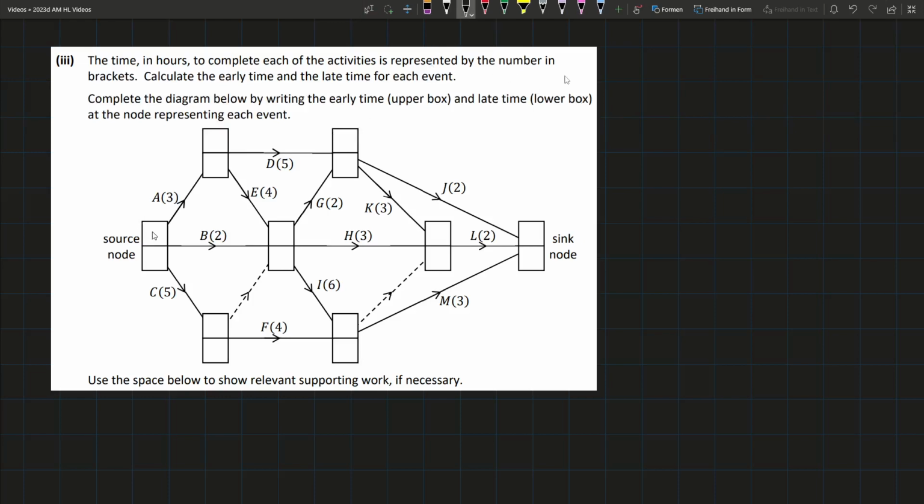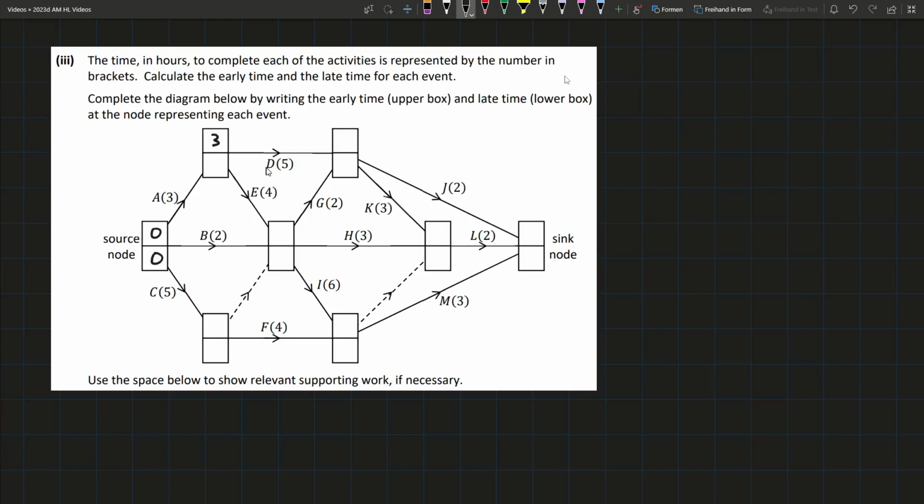the late time is the latest point we could start this activity without delaying everything else. So at the start, obviously, the earliest we could start it is 0, and the latest we can start it without delaying anything is also 0. Then we fill in all the early times, then we'll work backwards after. So the earliest time by which we could reach this point in the project is after 3 days, because obviously A has to be done to get there, and it'll take 3 days.